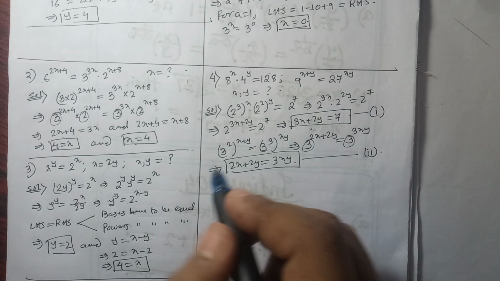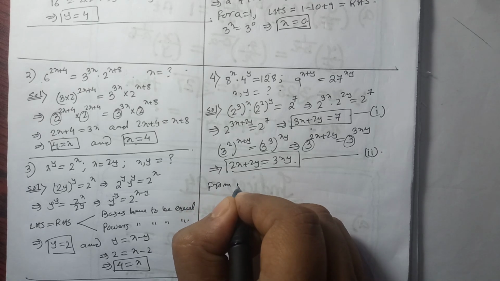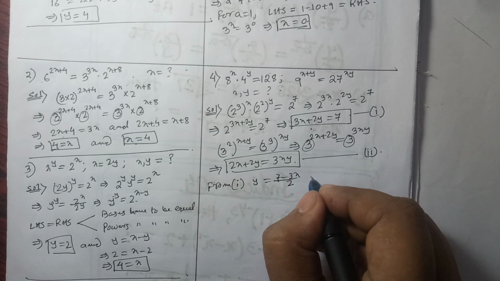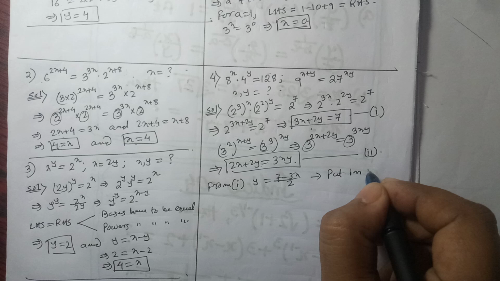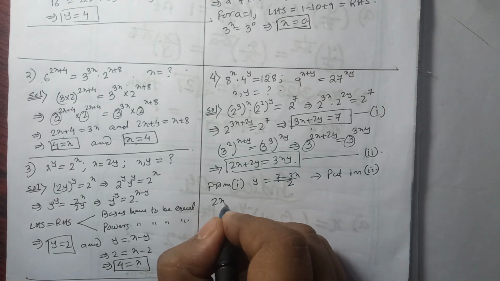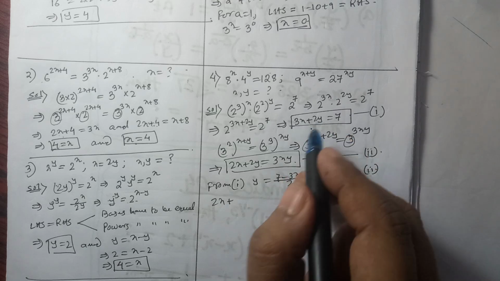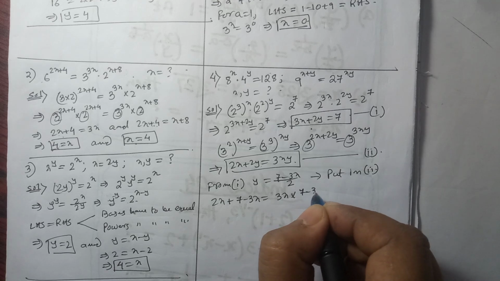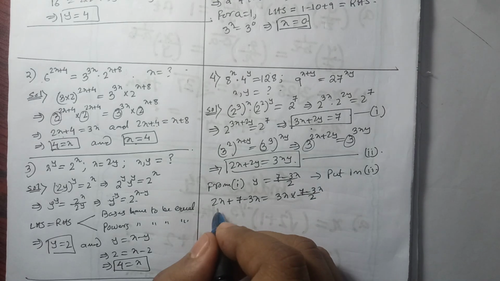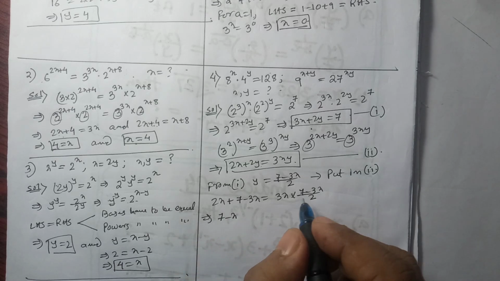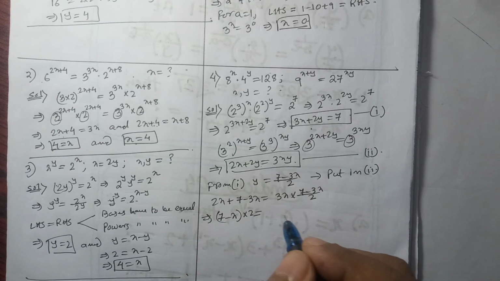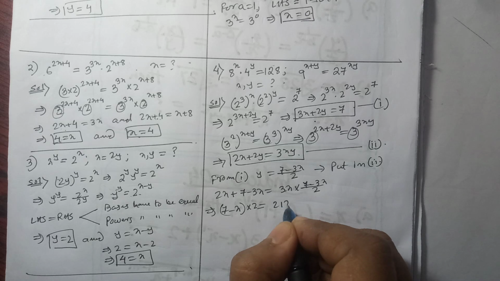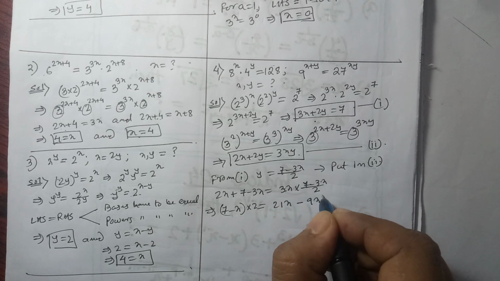From 1 we can say y is equal to 7 minus 3x by 2. Put in 2. So 2x plus 2y will be 7 minus 3x. 3x into 7 minus 3x by 2. This will give you 7 minus x into 2. And this is 3x into 7 is 21x minus 3x into 3x is 9x square.